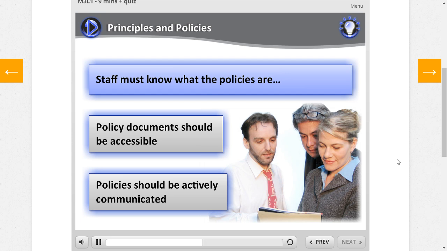Many organizations use technology-based tools not only to communicate policies to their staff, but also to monitor their understanding. This is particularly common in relation to security, health and safety, and regulatory policies. This is also relevant when policies change. Staff need to be informed that they have changed and what the new policy is.